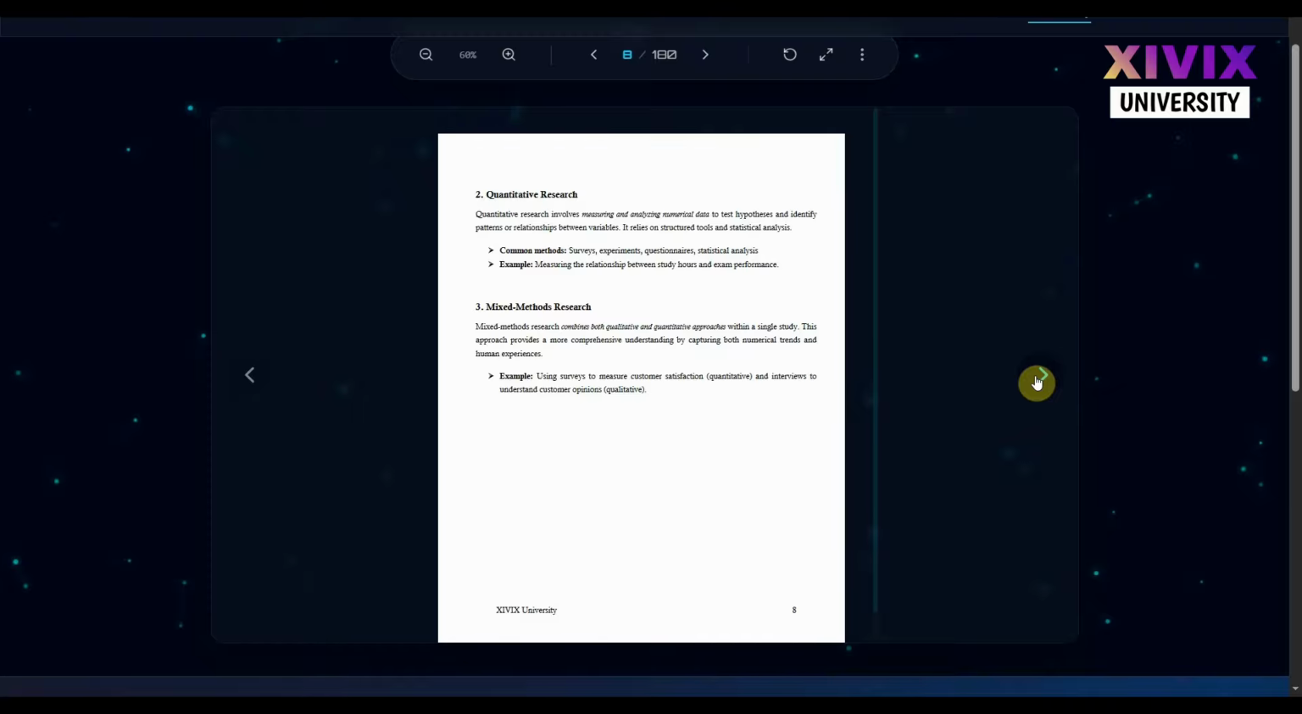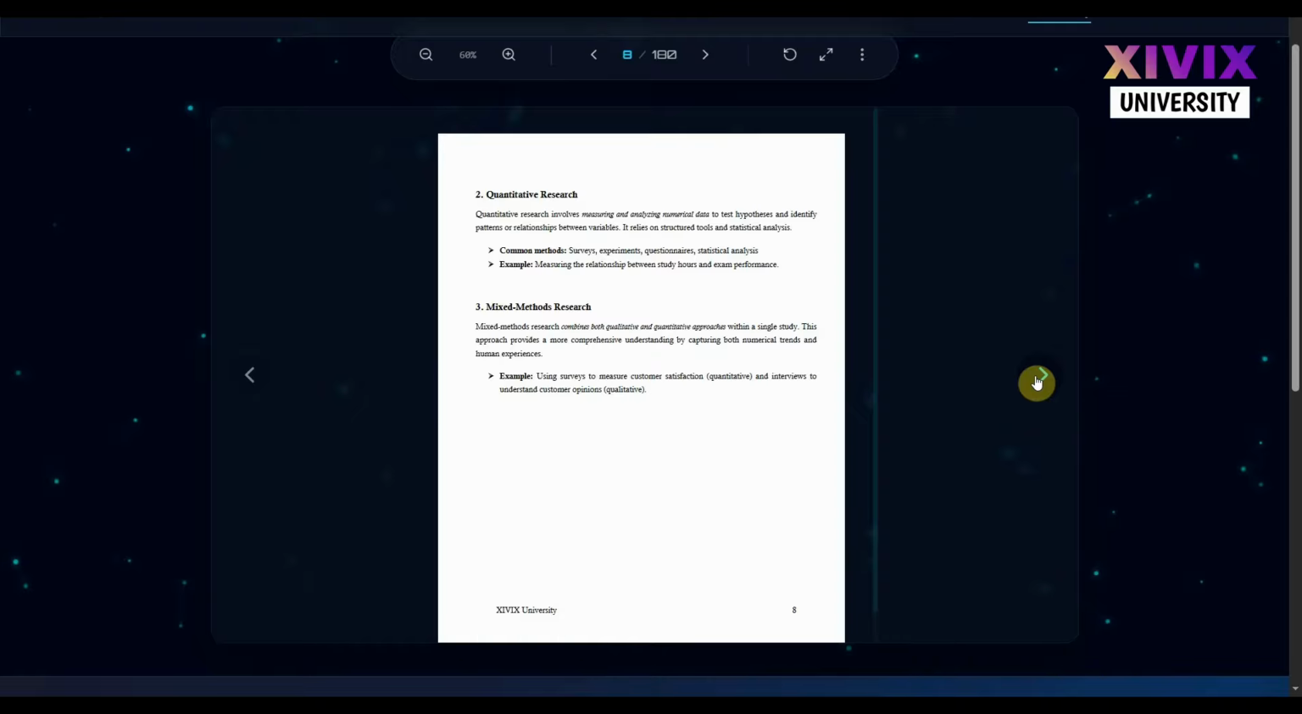As an example, here we have measuring the relationship between study hours and exam performance. So those are 2 variables: study hours and the exam performance. And next up we have mixed methods research.